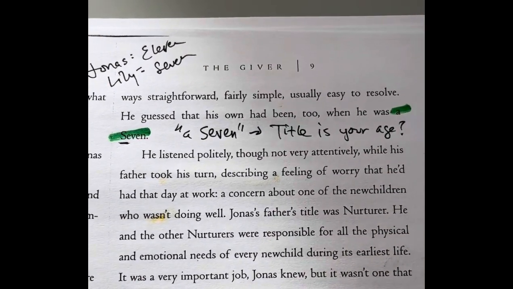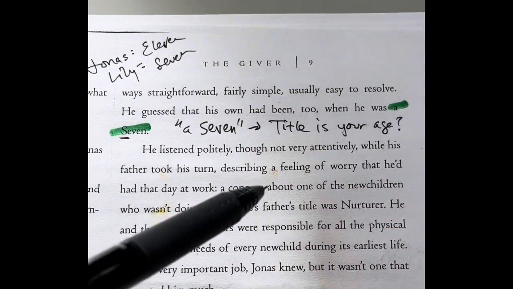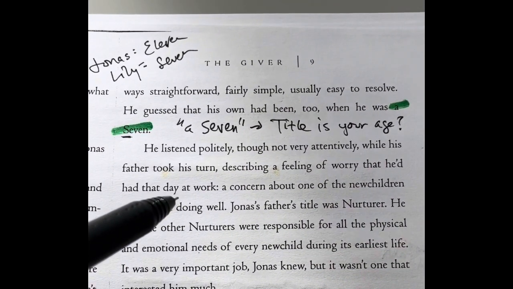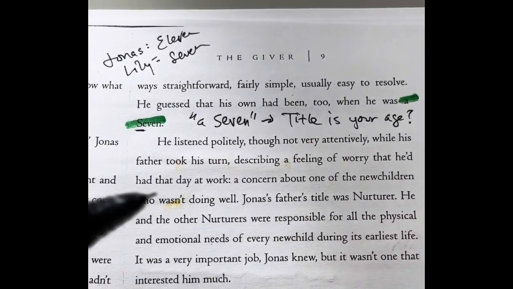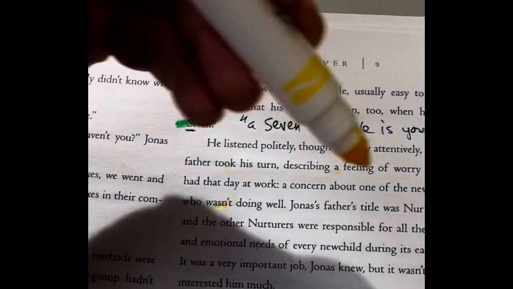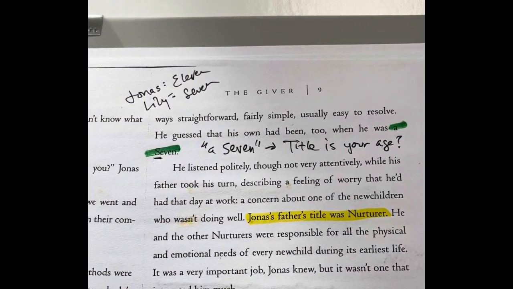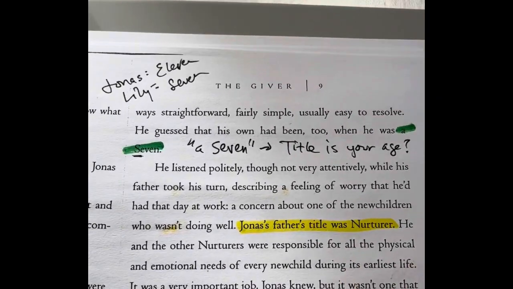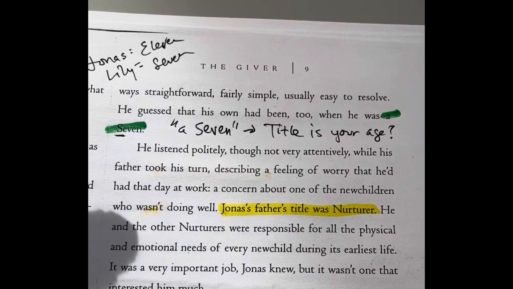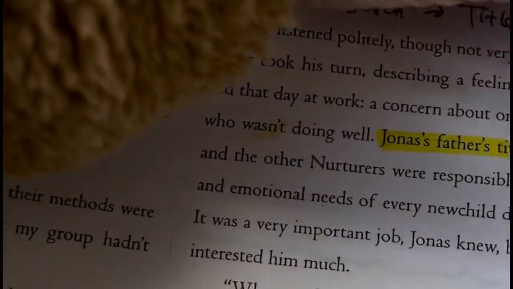All right. He listened politely, though not very attentively, while his father took his turn, describing a feeling of worry that he'd had that day at work. A concern about one of the new children who wasn't doing well. Jonas's father's title was nurturer. He and the other nurturers were responsible for all the physical and emotional needs of every new child during its earliest life. It was a very important job, Jonas knew, but it wasn't one that interested him very much.